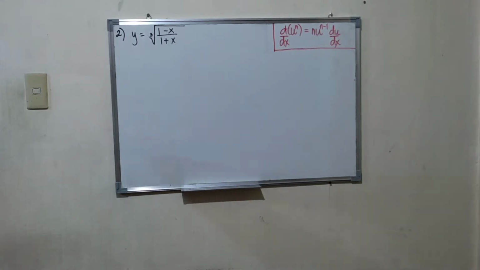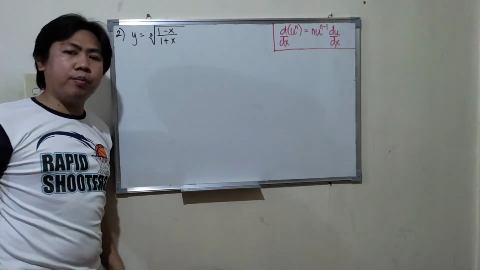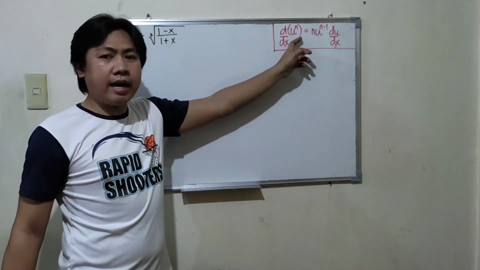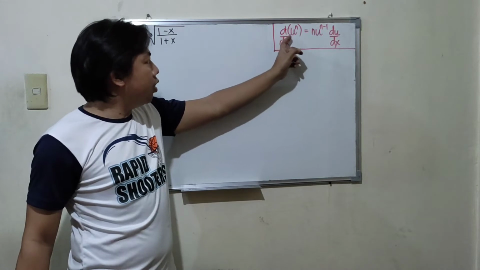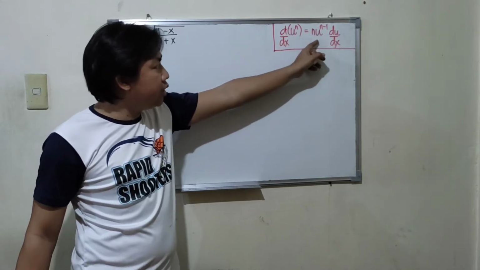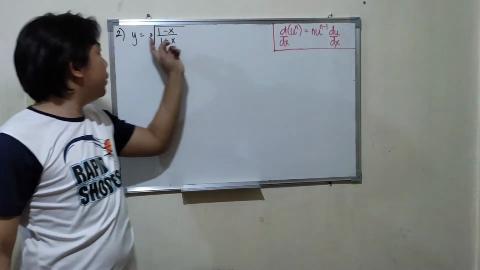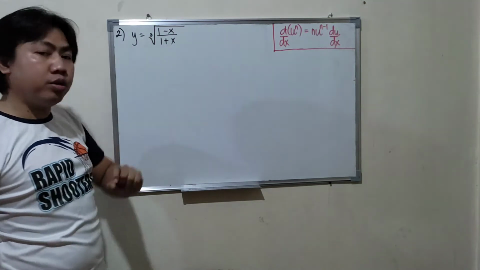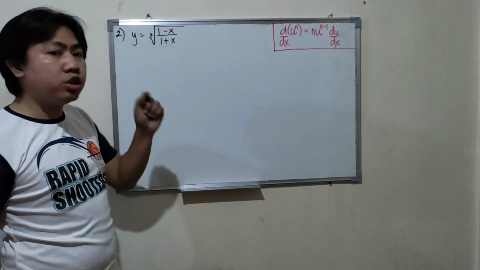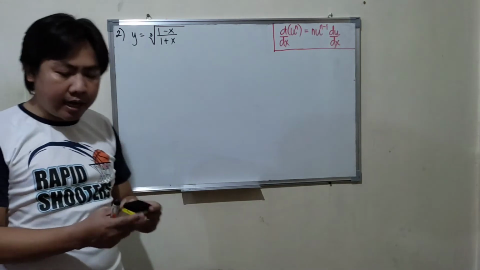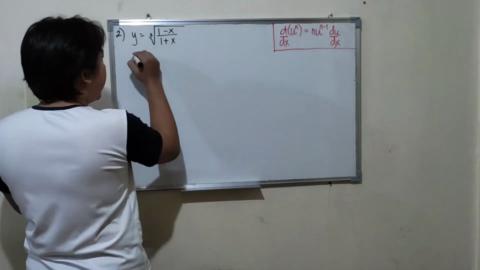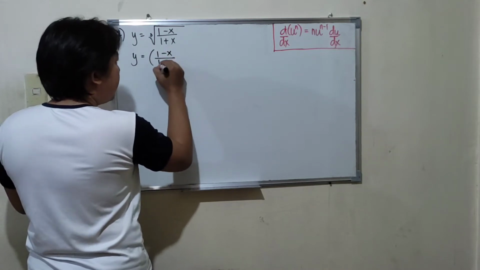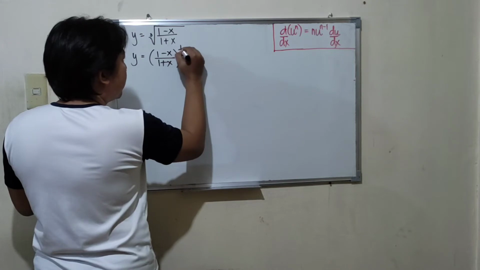Okay, so next example, we have y equals cube root of 1 minus x over 1 plus x. So, in order to use the power rule, derivative of u to the n with respect to x, so equals n u to the n minus 1 times du over dx, we need to express this expression as rational exponent. So cube root, that is equivalent to raised to 1/3. Okay, so express this as rational exponent. So we have y is equal to 1 minus x over 1 plus x raised to 1/3.